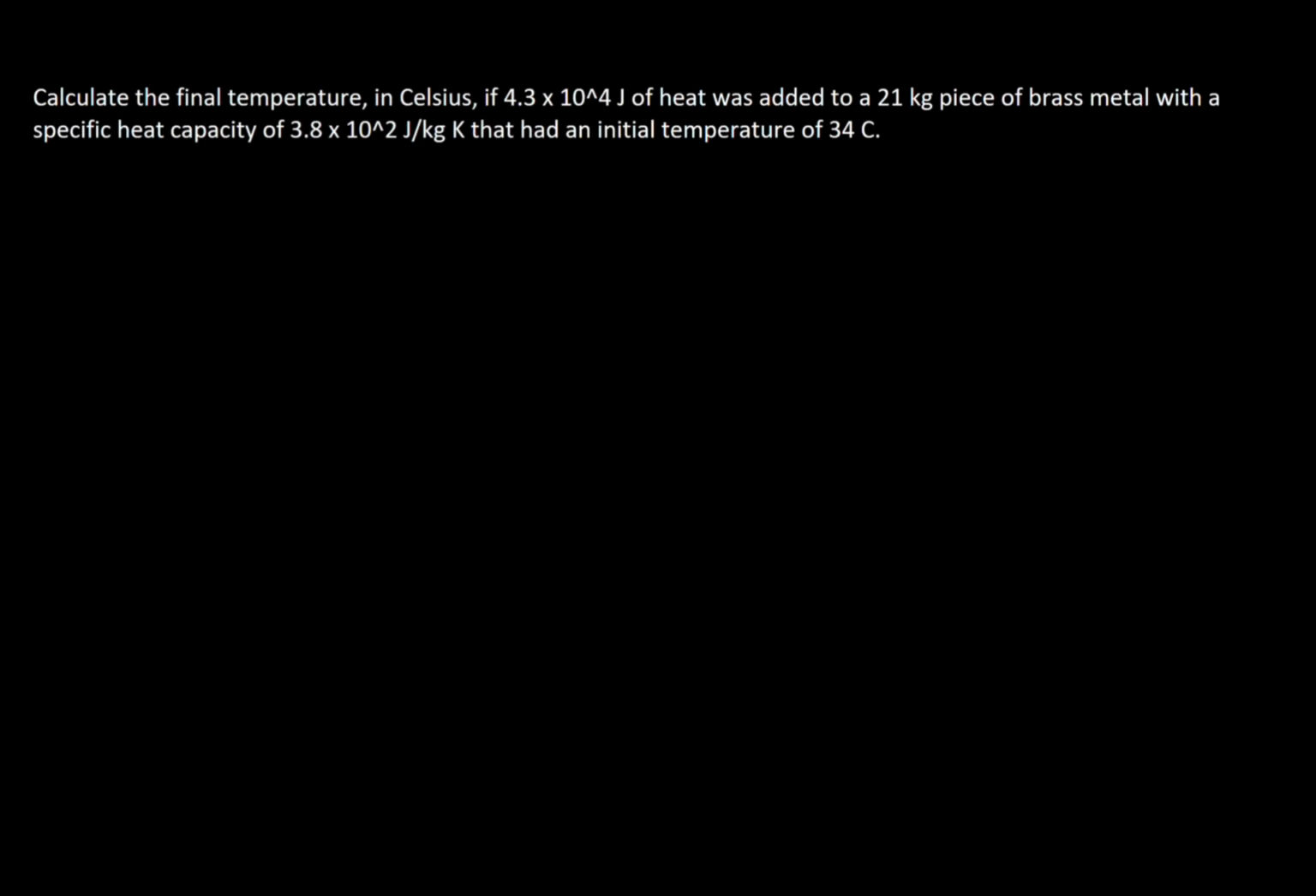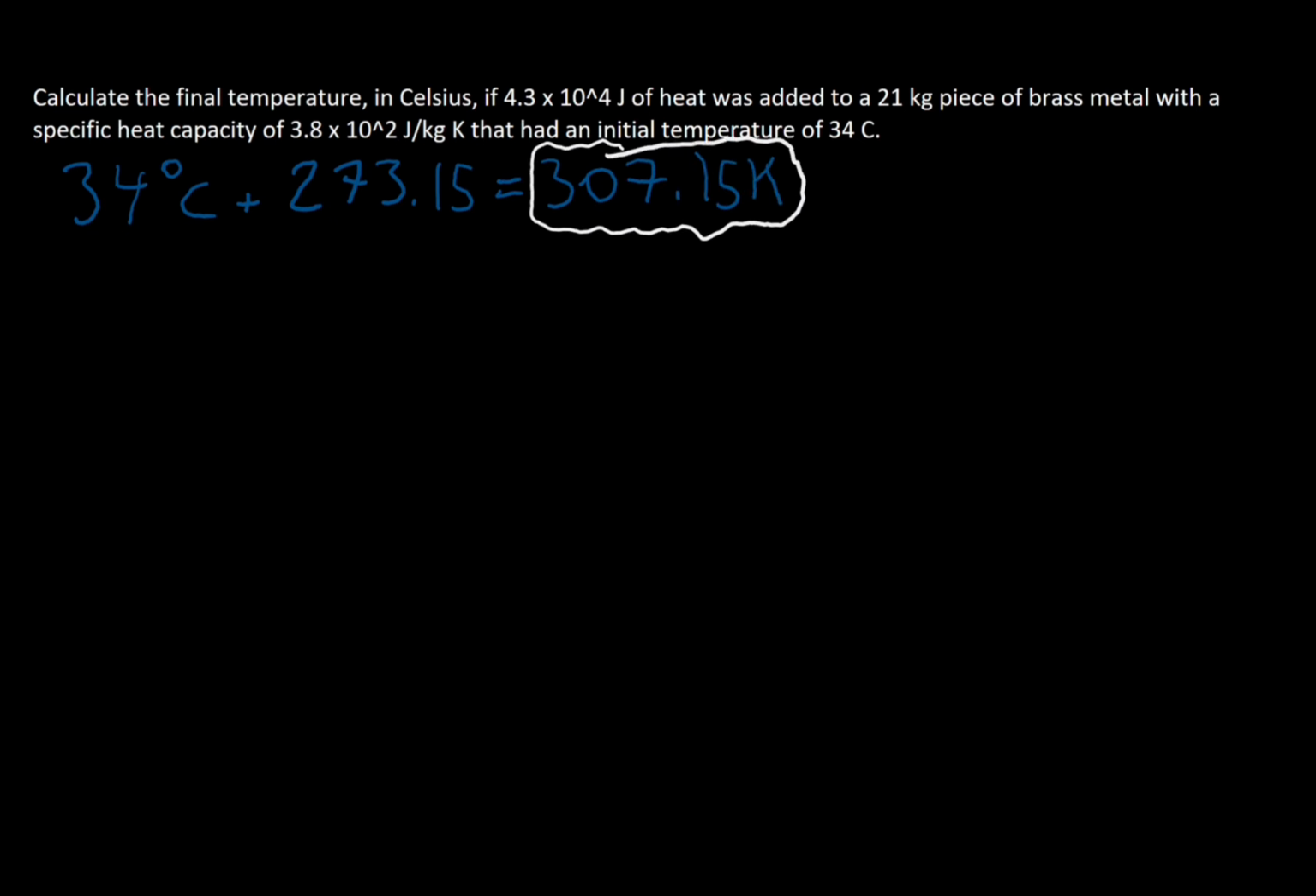Right off the bat, we want to change this 34 degrees Celsius into Kelvin. And as we know, all we have to do is add 273.15, meaning that in Kelvin, this temperature is 307.15 Kelvin. Now remembering the formula, that quantity of thermal energy equals mass times specific heat capacity times change in temperature, let's input all of the numbers that we have.